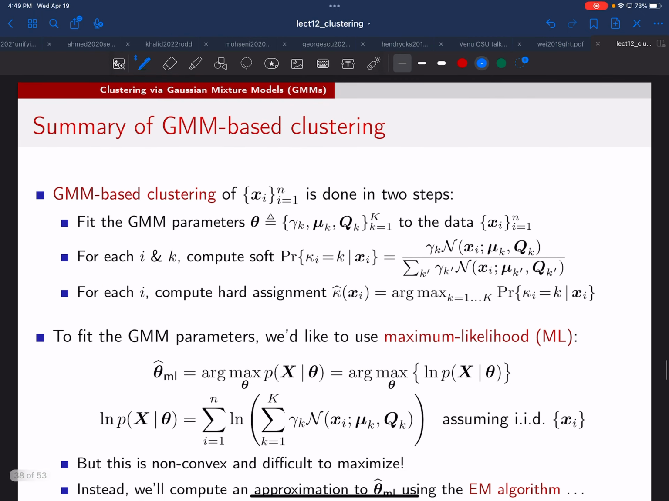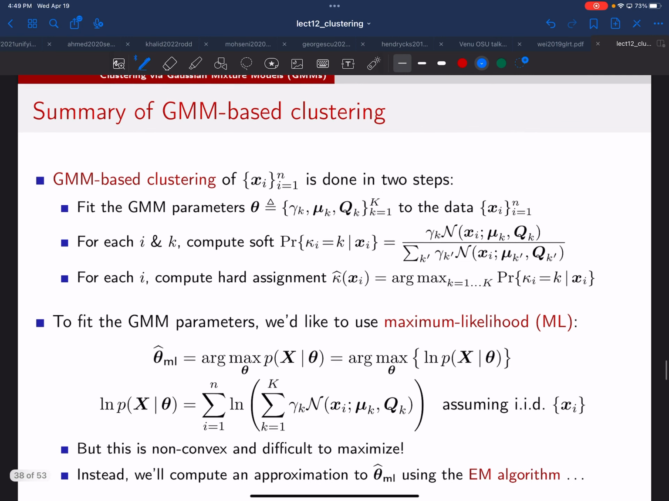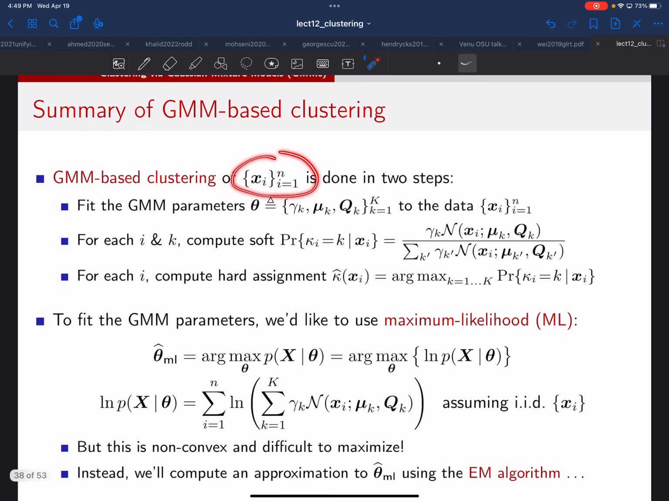So here's a summary of the procedure. Someone gives you a data set of x_i's. The first task, which is kind of the hard one, is to find the Gaussian mixture model parameters that best fit this data. So for all the different clusters K, you have to figure out the gamma, the mu, and the Q. Now that you've done that, for each data sample i, and for each hypothesis of the cluster K, you compute that soft probability.